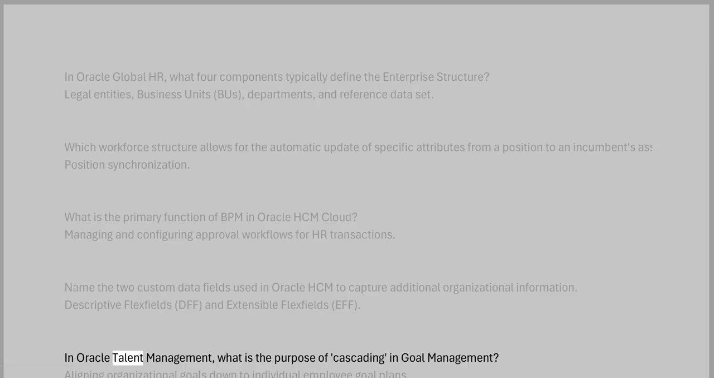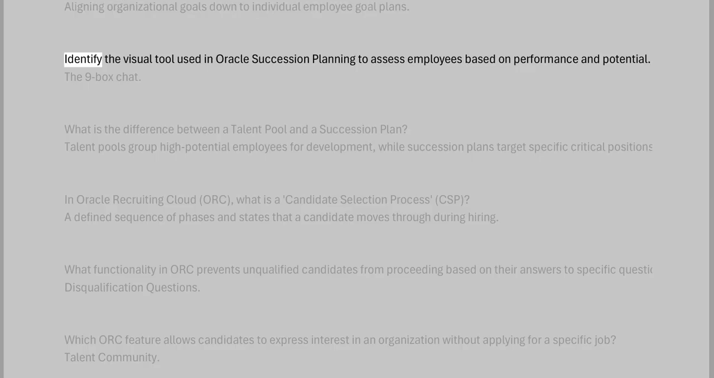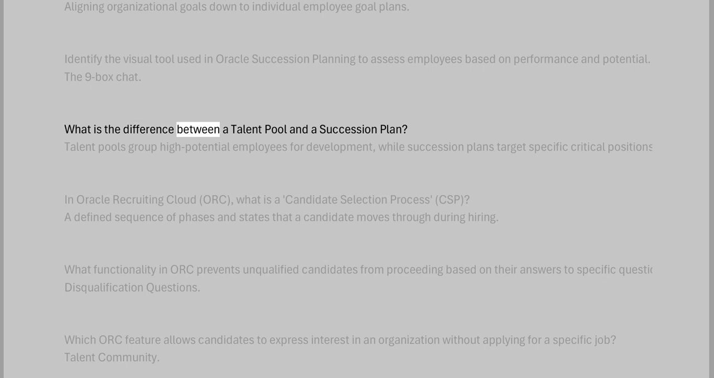In Oracle Talent Management, what is the purpose of cascading in goal management? Aligning organizational goals down to individual employee goal plans. Identify the visual tool used in Oracle Succession Planning to assess employees based on performance and potential. The 9-box chart. What is the difference between a talent pool and a succession plan?